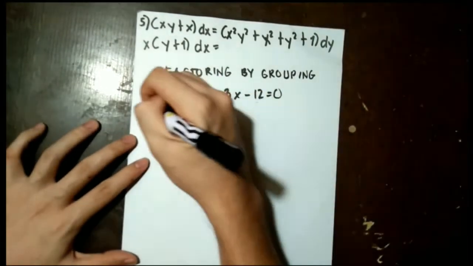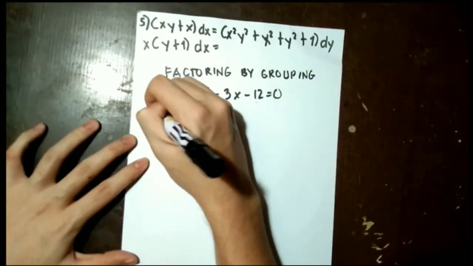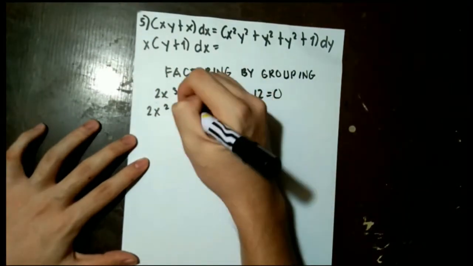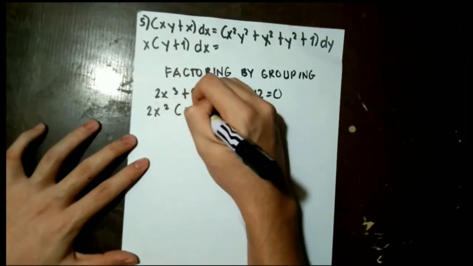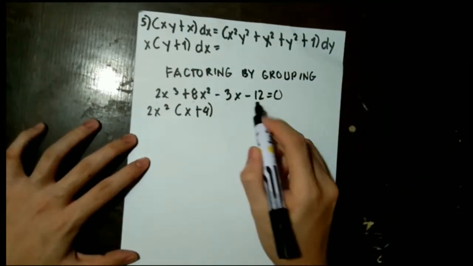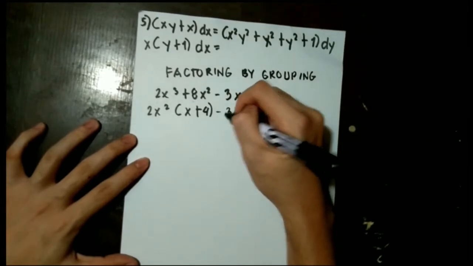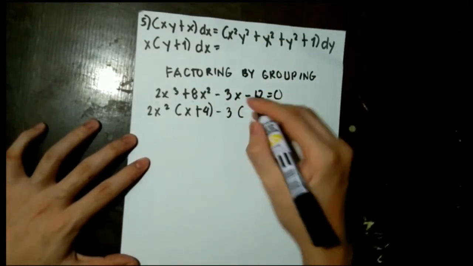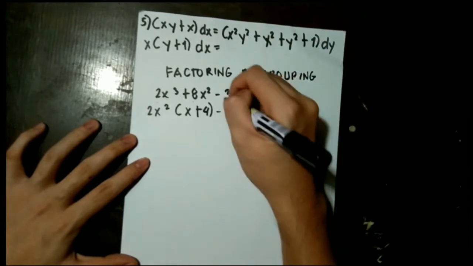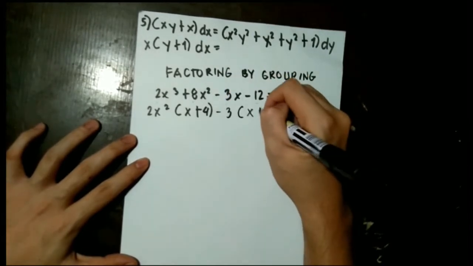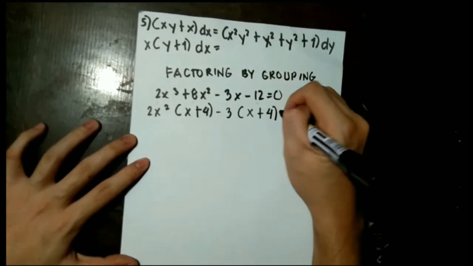So, dito, i-factor out natin yung 2x squared. So, ang matitira na lang is x plus 4. So, dito namang part, i-factor out natin yung negative 3. So, ang matitira na lang is x. So, plus na siya since negative. So, nagiging plus na yung dito. So, x plus 4 is equal to 0.